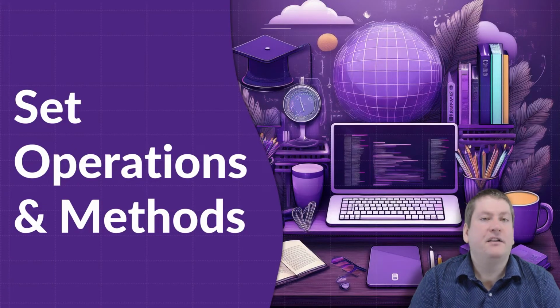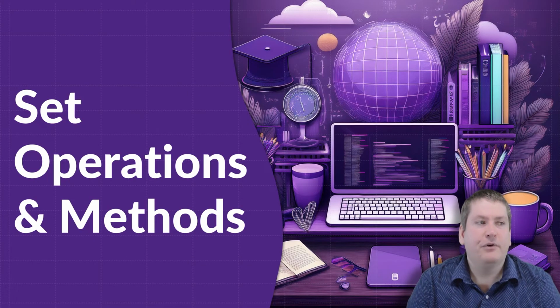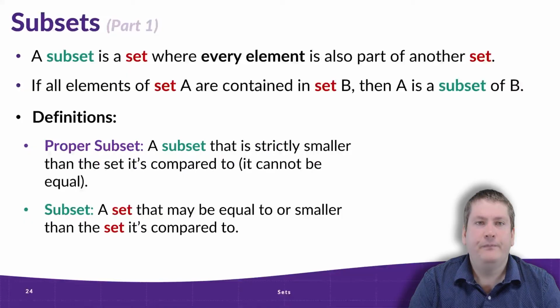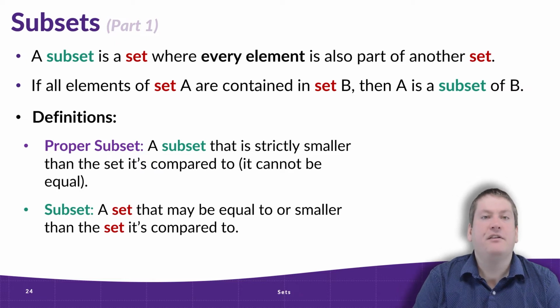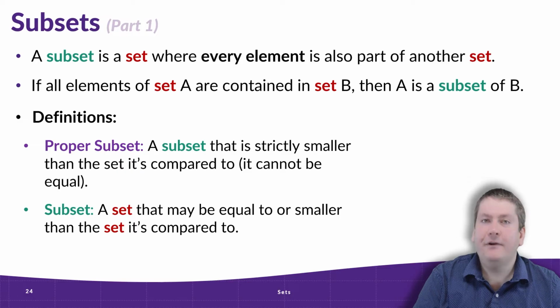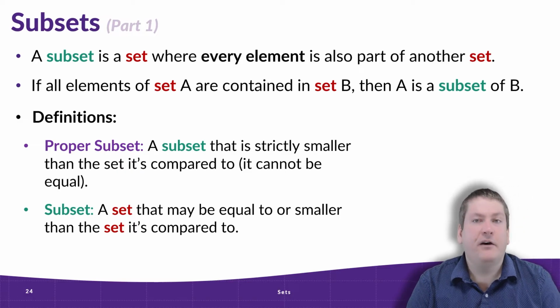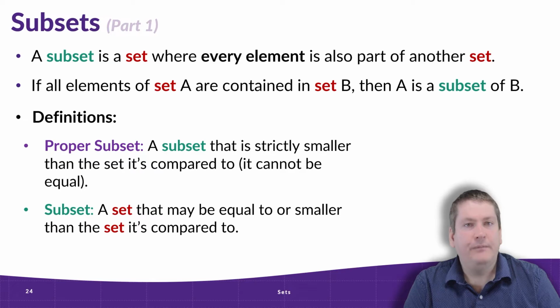Now we're going to move on to set operations and methods and get into some of the more set theory operations we can use on sets. And the first thing we need to talk about are subsets. Before we take a look at code around subsets, we need to understand what subsets are. A subset is a set where every element of that subset is also part of another set. If all elements of set A are contained in set B, then A is a subset of set B.